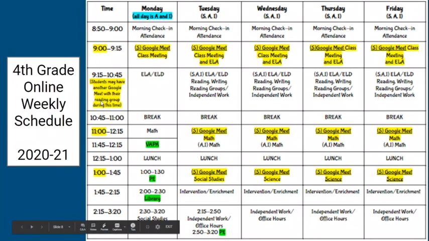So the first thing I want you to notice are all the highlighted areas. Those are going to be all the synchronous instruction that will happen with the whole class. So at 9 o'clock, 11 o'clock, and 1 o'clock, the students will get in to their class Google Meet with the same code that they've been using.